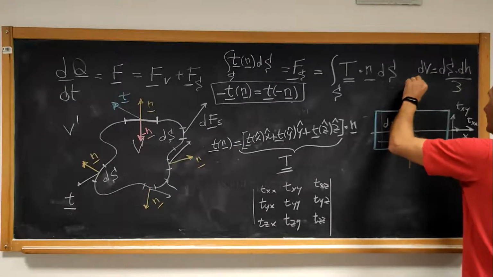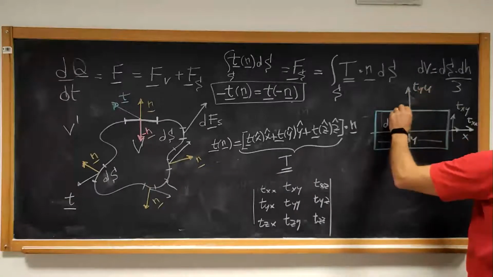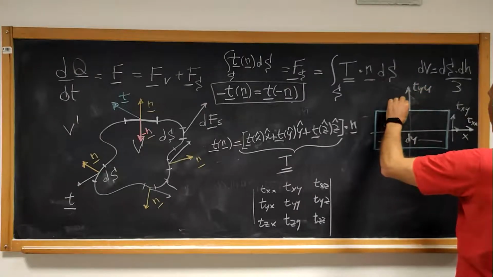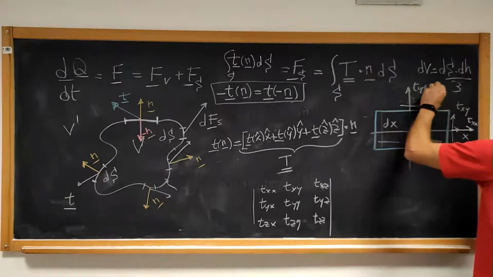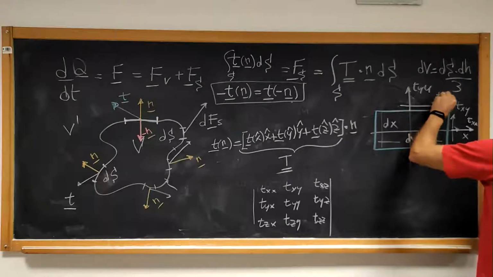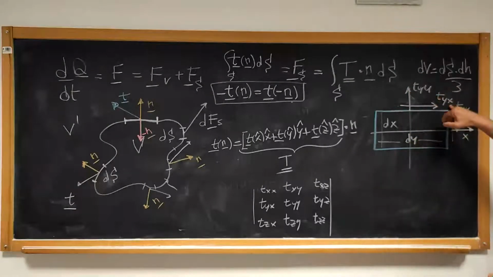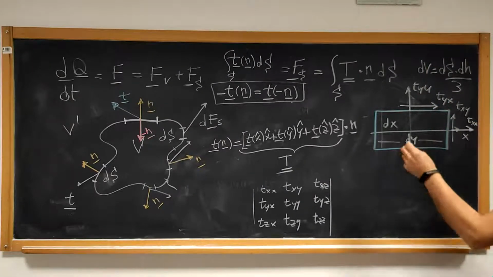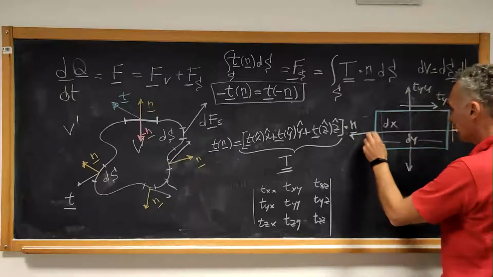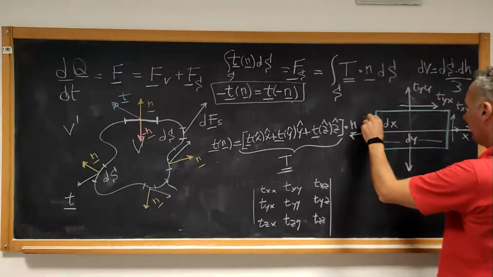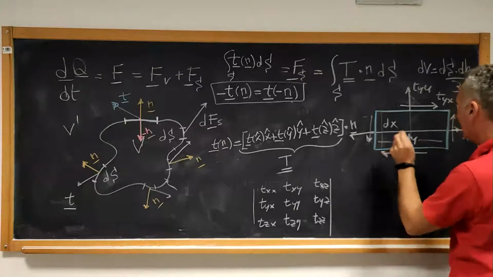So this would be tyy, while this one would be tyx, because the force points in the x direction, but it is applied to a surface whose normal points in the y direction. Well, of course, we could have similar forces here. So like this, and then like this, and like this.